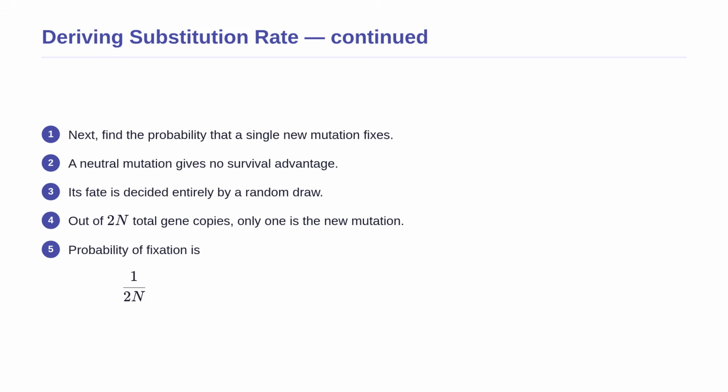Out of the 2n total gene copies in the population, only 1 is this brand new mutation. Therefore, the probability that this specific mutation will be the lucky one to eventually replace all others is simply 1 divided by the total number of copies, which is 1/2n. Notice the intuition here. As the population gets larger, the probability of any single mutation taking over gets much smaller because it has to compete with many more existing gene copies.